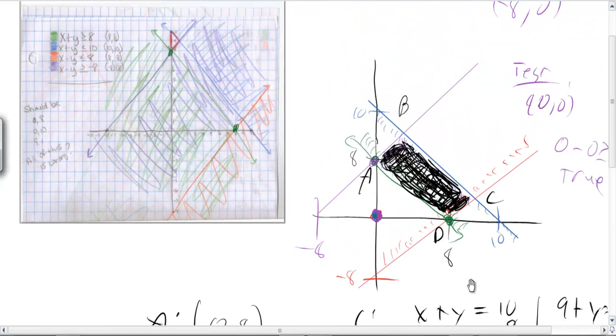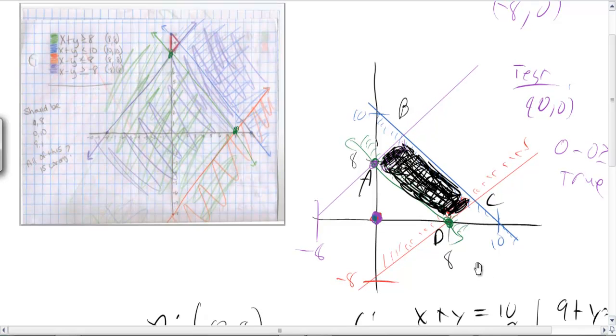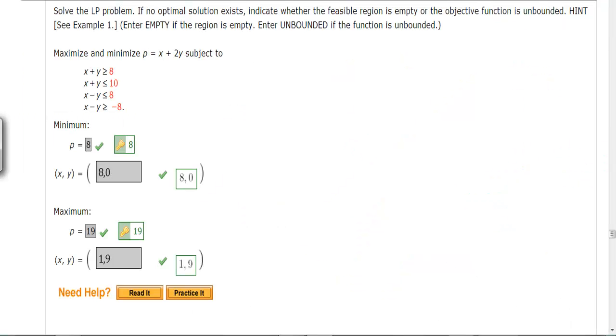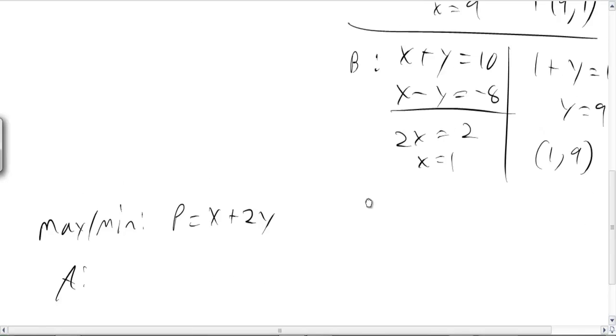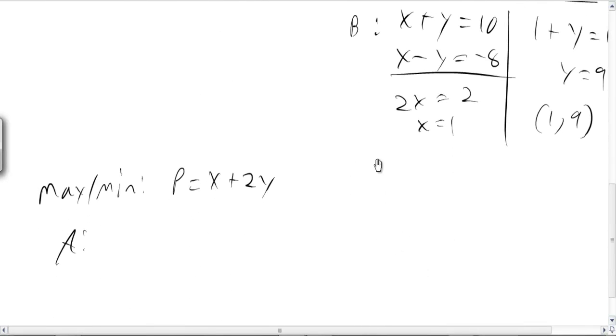Now the question is, which one gives us the maximum value and which one gives us the minimum value? For that, we need to go back and look at our problem to see what equation we're trying to maximize and minimize. Here we see it's P equals x plus 2y. So I went ahead and wrote that right there. Now we go through and substitute our values into this equation. The A value, (0, 8), gives P equals 0 plus 2 times 8, which gives a P-value of 16.